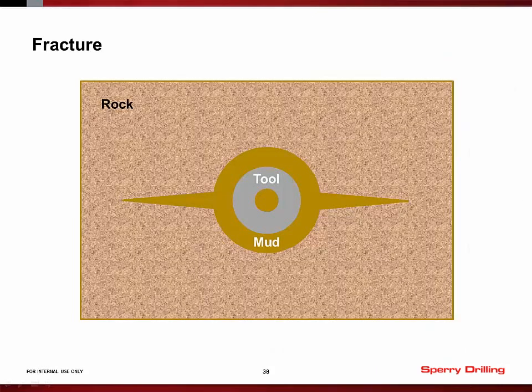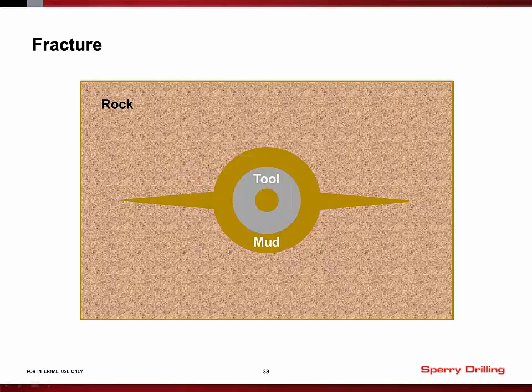Here's another situation which we sometimes encounter, where a fracture exists in the formation which interferes with the measurement. Here we've got a piece of rock with a fracture penetrating it from the borehole. The fracture is filled with mud that may have a different resistivity from the formation. It could be higher or lower. What matters is that it's different.